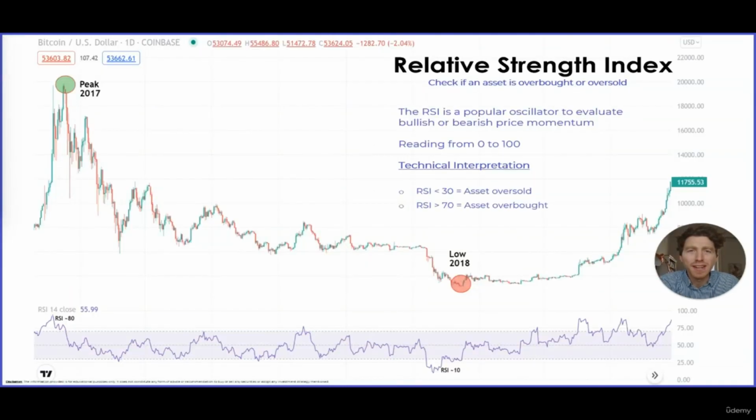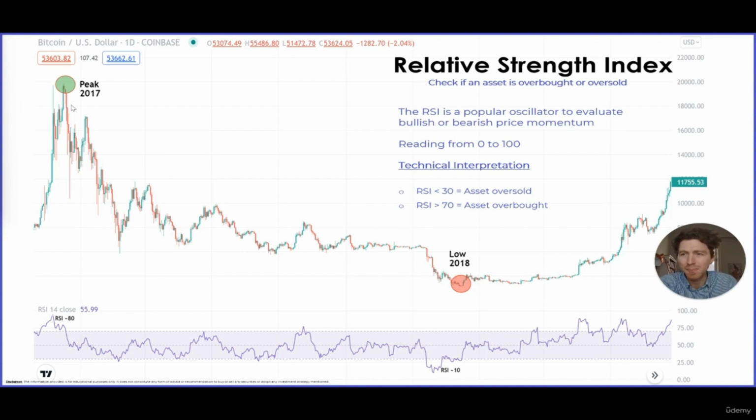Relative Strength Index. What is it and how does it work? The Relative Strength Index is a pretty popular oscillator to give you an indication if a certain asset is overbought or oversold. Its reading goes from 0 to 100, as you can see here on the bottom. And the technical interpretation is if the RSI is below 30, an asset is being considered oversold. And if the RSI is above 70, it's considered being overbought.